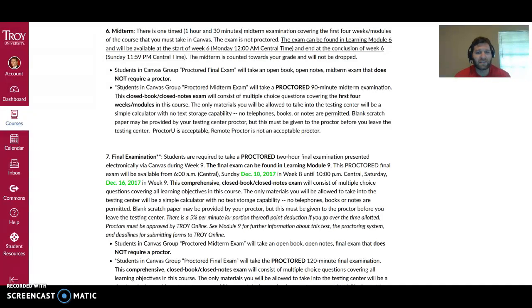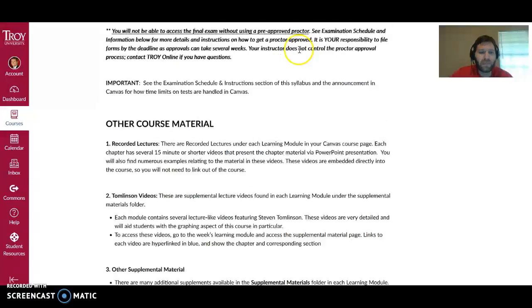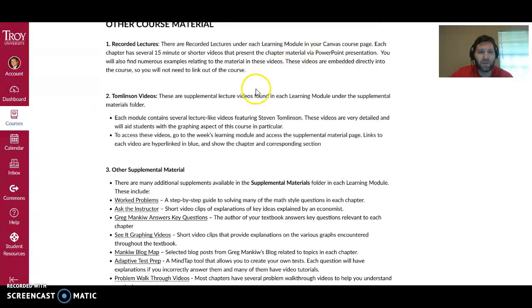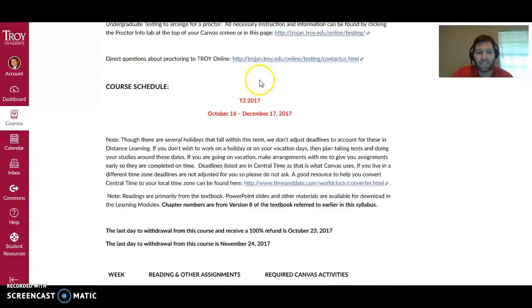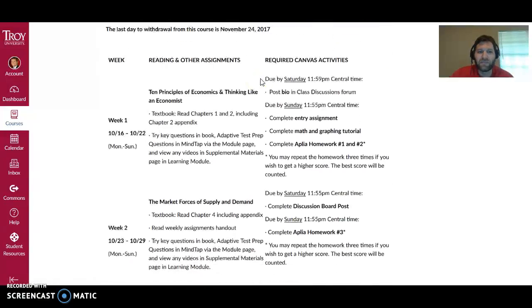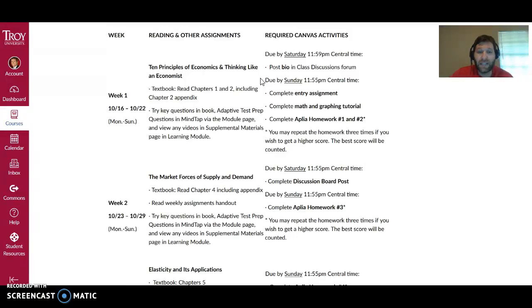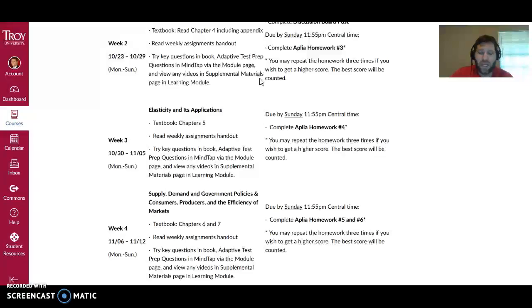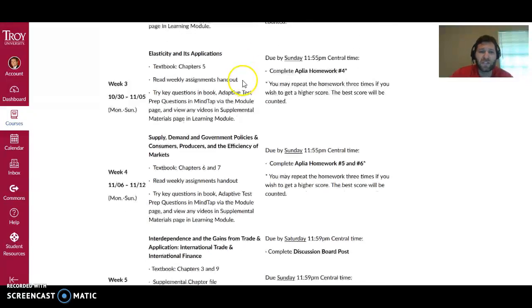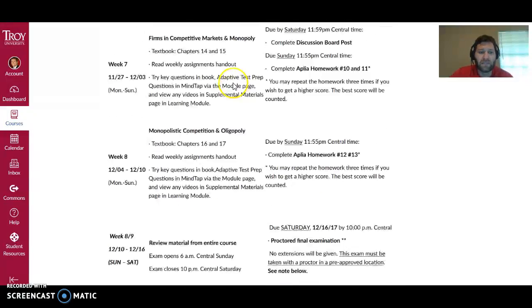Some of you will take the final exam proctored. Some of you will not take it proctored. Again, it all depends on what you registered for for this particular term. Now, there are a host of other supplemental materials, and I'm going to jump into that stuff in a minute. But at the very end of your syllabus is the course schedule, and you can see what's expected of you each week. And I'll send out weekly reminders like I did yesterday, what's expected of you in a particular week.